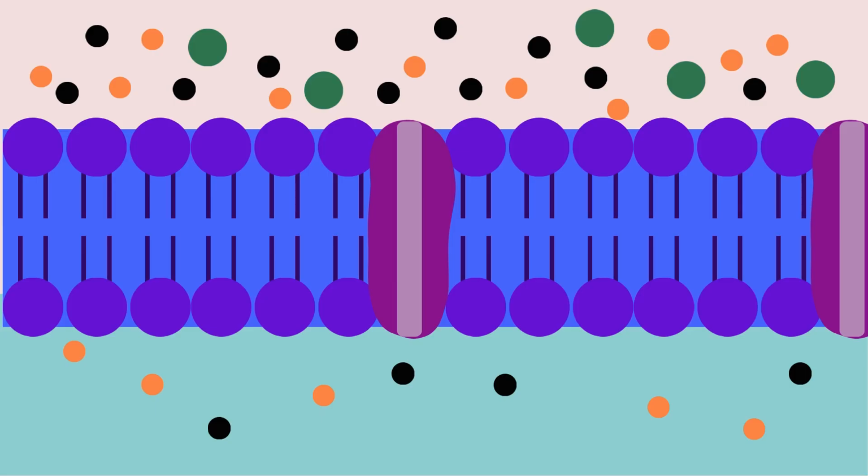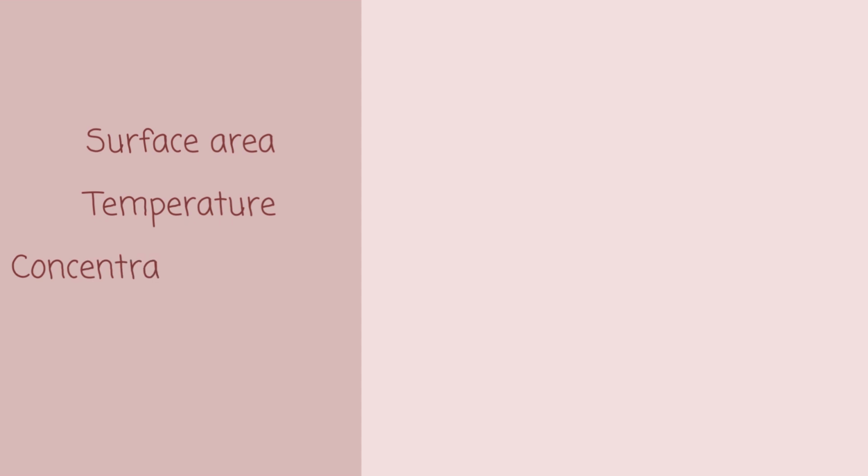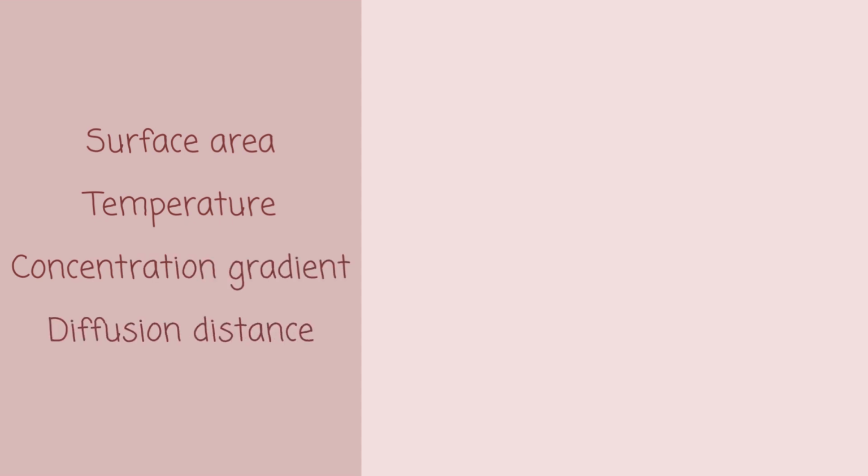For living cells, the cell membrane restricts the movement of particles, allowing some particles to cross with ease, but others with difficulty or not at all. The factors that affect the rate of diffusion are surface area, temperature, concentration gradient, and diffusion distance.